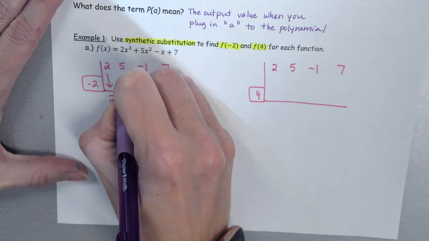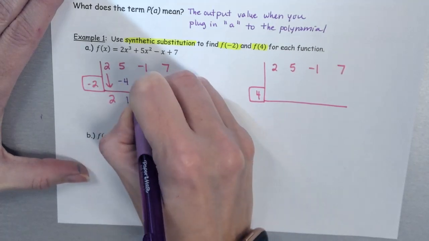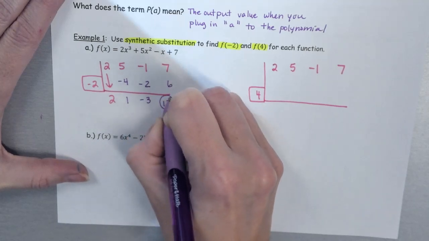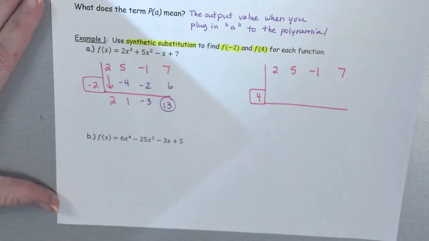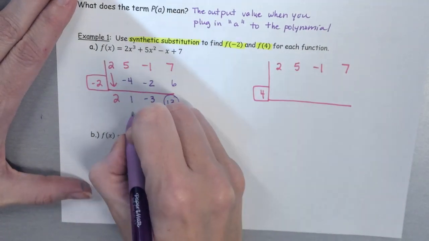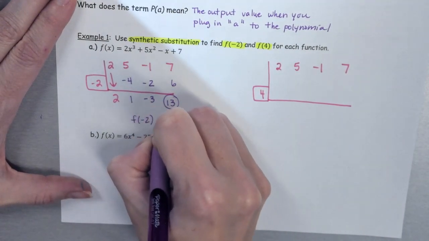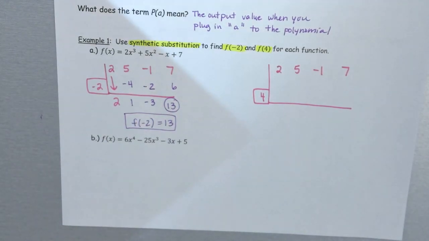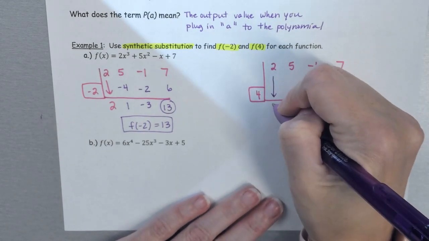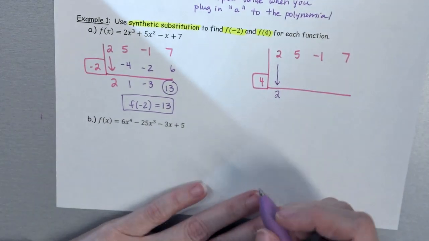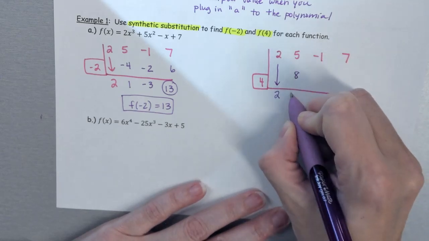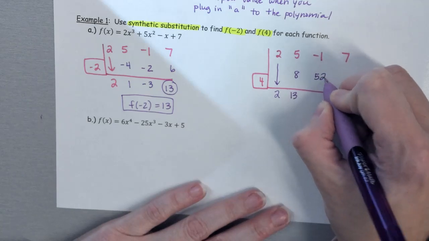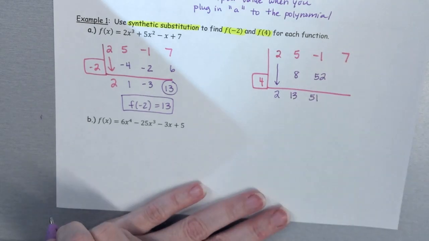Okay, so when you multiply, you get -4, add straight down, multiply, add straight down. Okay, so remember, your remainder is going to be your final answer. The way you're going to write your answer is f of -2 is equal to 13. Okay, and then let's see how this one went. So 2 times 4 is 8. You get 13. 13 times 4, what'd you get? Good. And then when you subtract 1, you get 51.